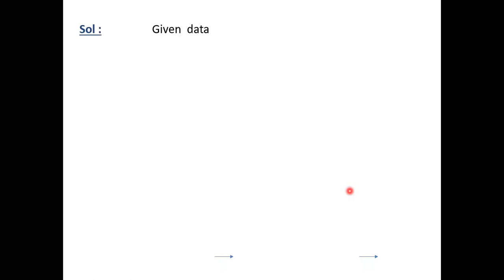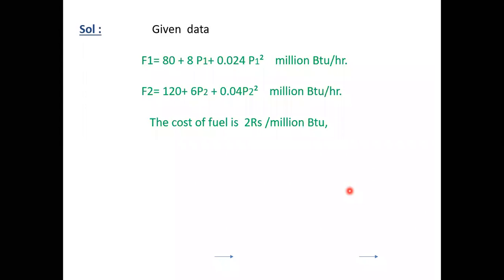First, write the given data: F1, F2, and the cost of fuel is 2 rupees per million BTU. This is nothing but given data. So this is a direct given data. And we can get some more data from the load curve. So what's that data? Demand.